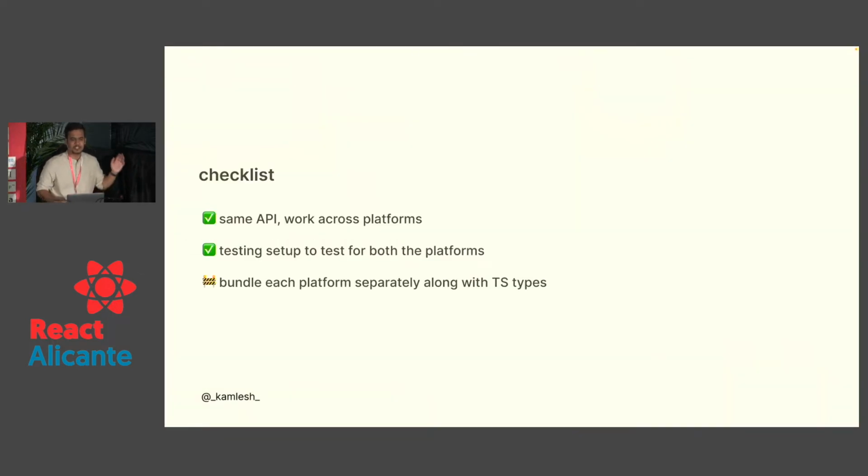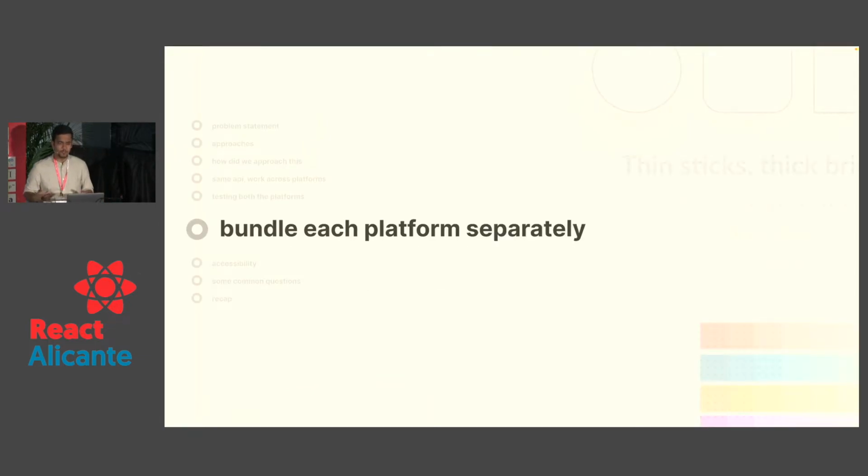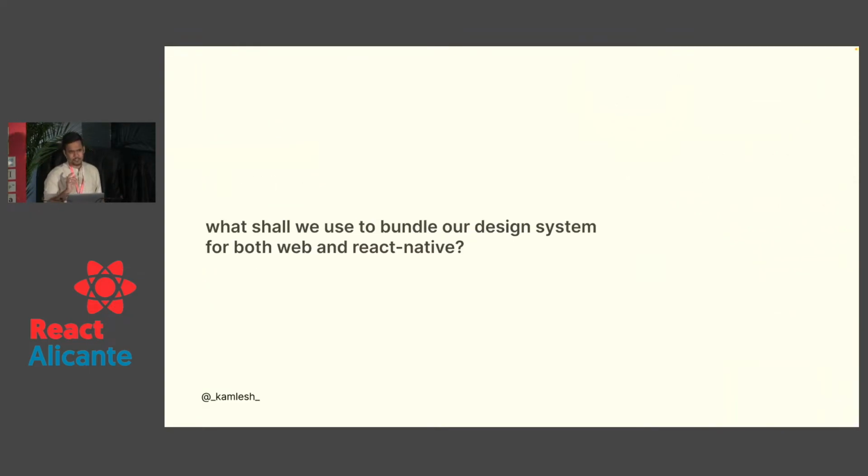So coming back to the checklist. We have achieved our same API kind of a model. We have a testing setup that would test our components on both the platforms. Now, let's move to bundling, right? But the question over here is, what shall we use to bundle our design system for both web and React Native? Any guesses?